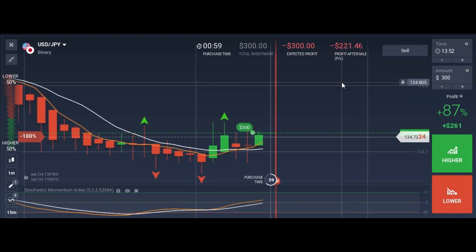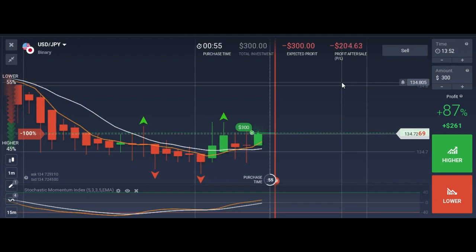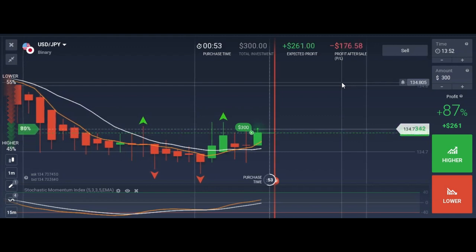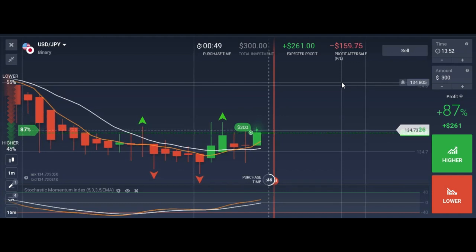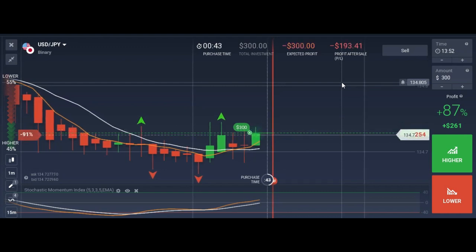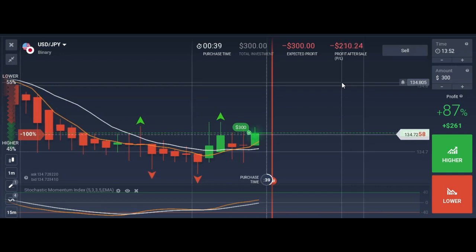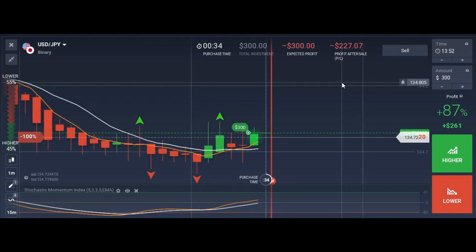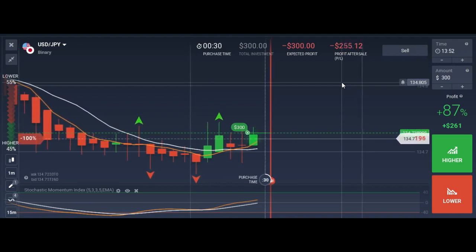Almost always the fractal appears first. Then there is the crossing of the stochastic momentum index, and finally the crossing of the moving averages. The crossover of the moving averages is our final confirmation to make the trade. In this case, I also put an expiration time of 2 minutes.